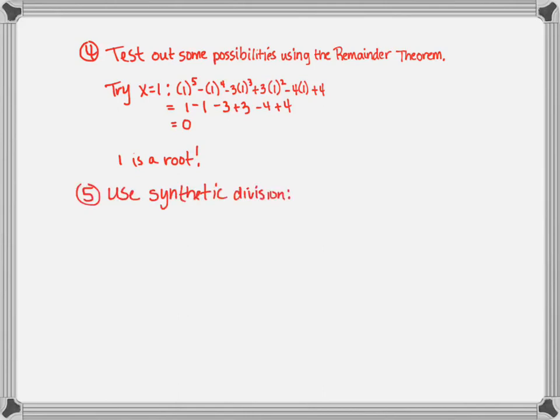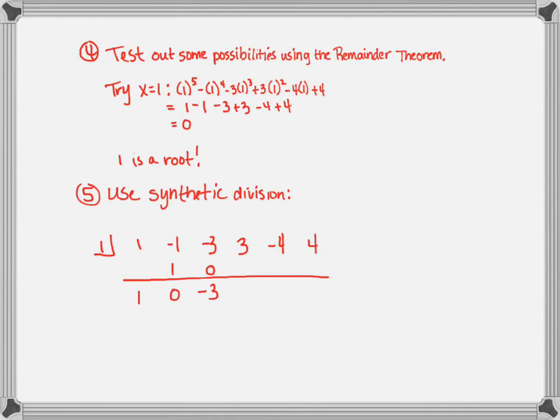So let's use synthetic division. The coefficients of the original polynomial are 1, negative 1, negative 3, 3, negative 4, 4. We're going to divide by x minus 1. Bring down the first 1. 1 times 1 is 1. Add negative 1 and 1, we get 0. 1 times 0 is 0. Add negative 3 and 0, we get negative 3.